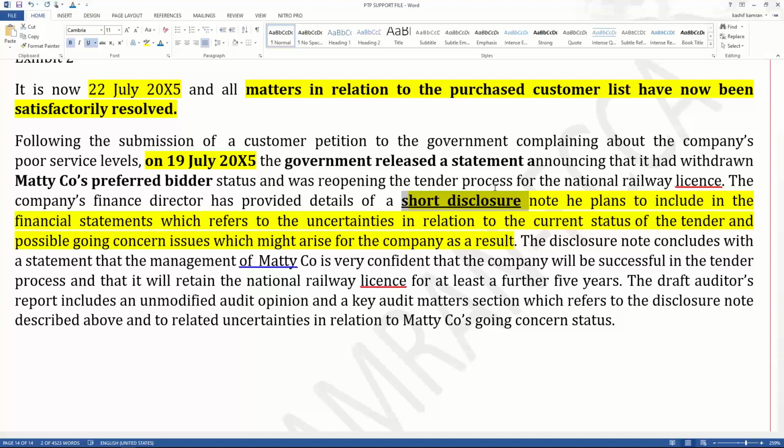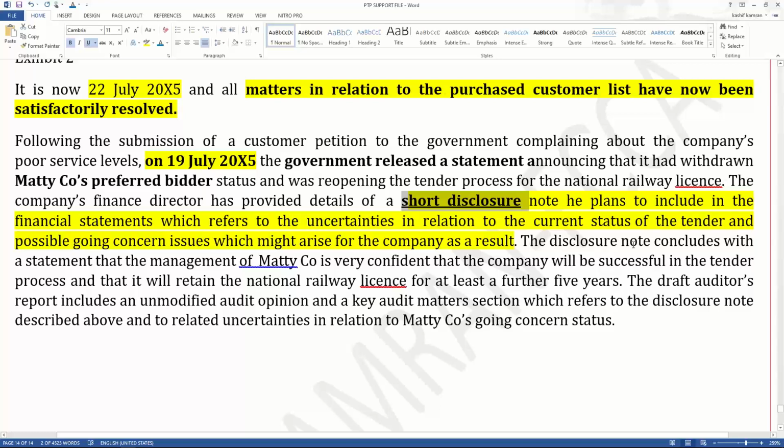So are we giving a disclosure? Are we not giving a disclosure? Tell me. We are giving a disclosure, right? But is it a short disclosure or is it an adequate disclosure? So will the auditor like the short disclosure? Will the auditor agree with a short disclosure? No. So the finance director has agreed to give a short disclosure of the material uncertainties, full stop.